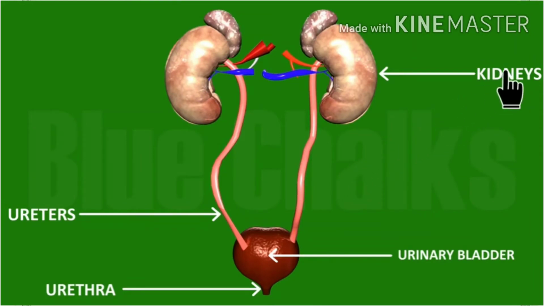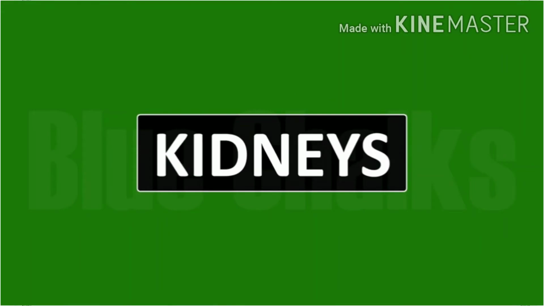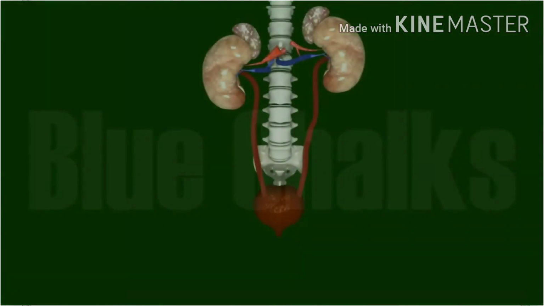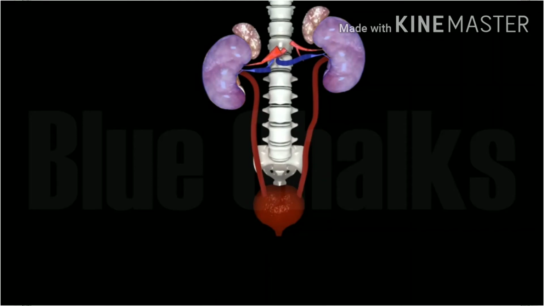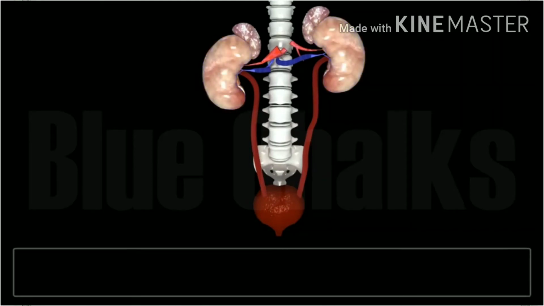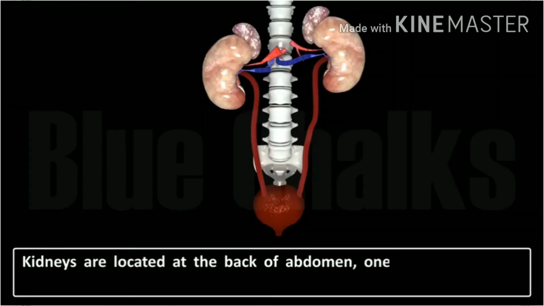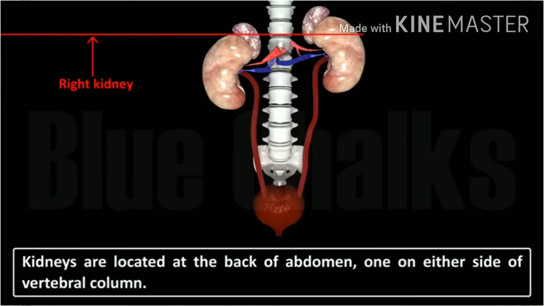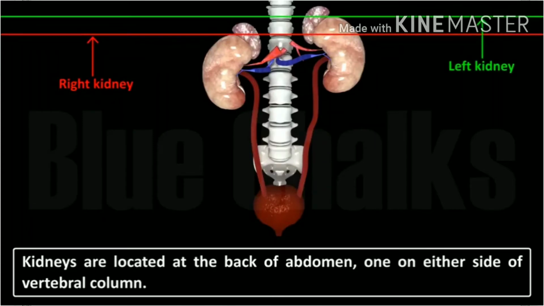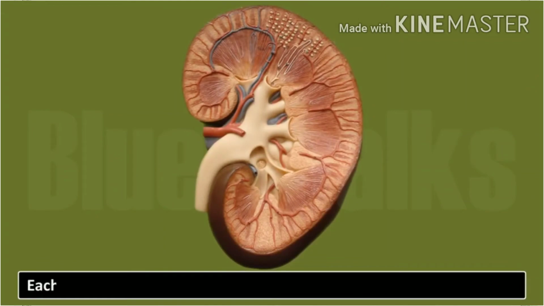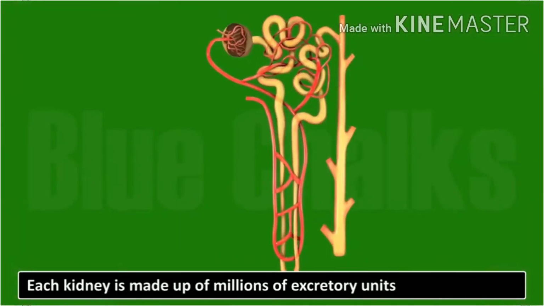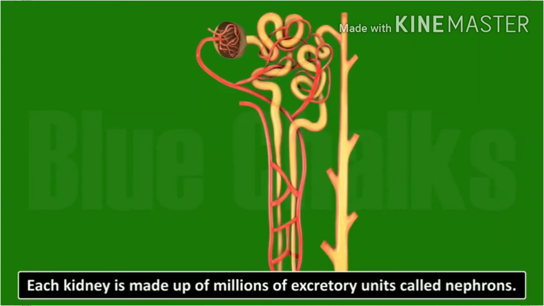The main organ of excretion in the human body is the kidneys. There are two bean-shaped dark brown kidneys. Kidneys are located at the back of the abdomen, one on either side of the vertebral column. Both the kidneys lie at different positions. That is, the right kidney is placed slightly lower than the left kidney due to the presence of the liver on the right side. Each kidney is made up of millions of excretory units called nephrons. So the nephron is the unit of the excretory system.